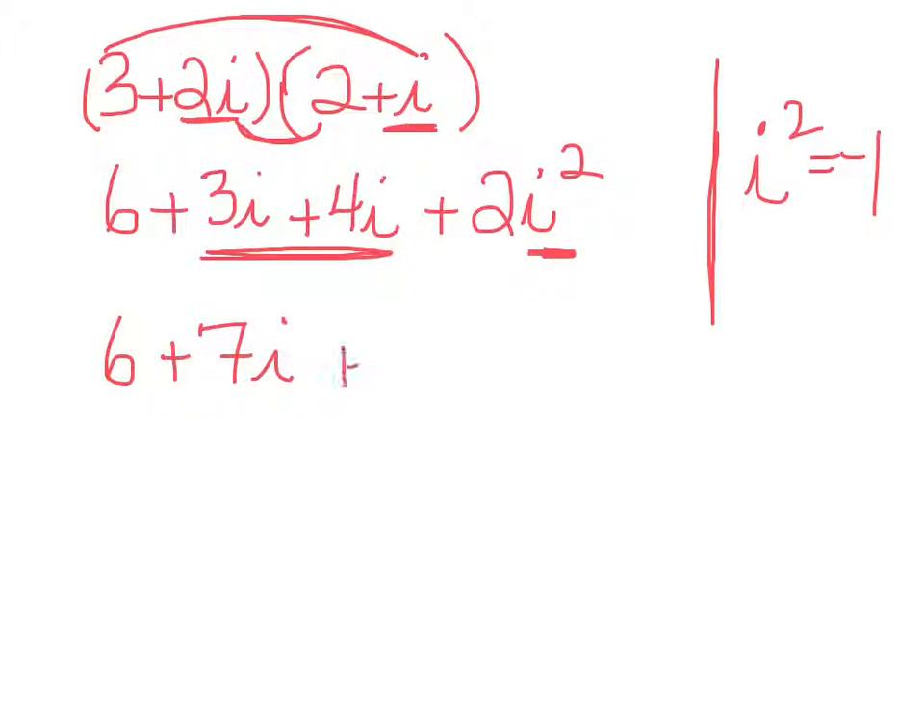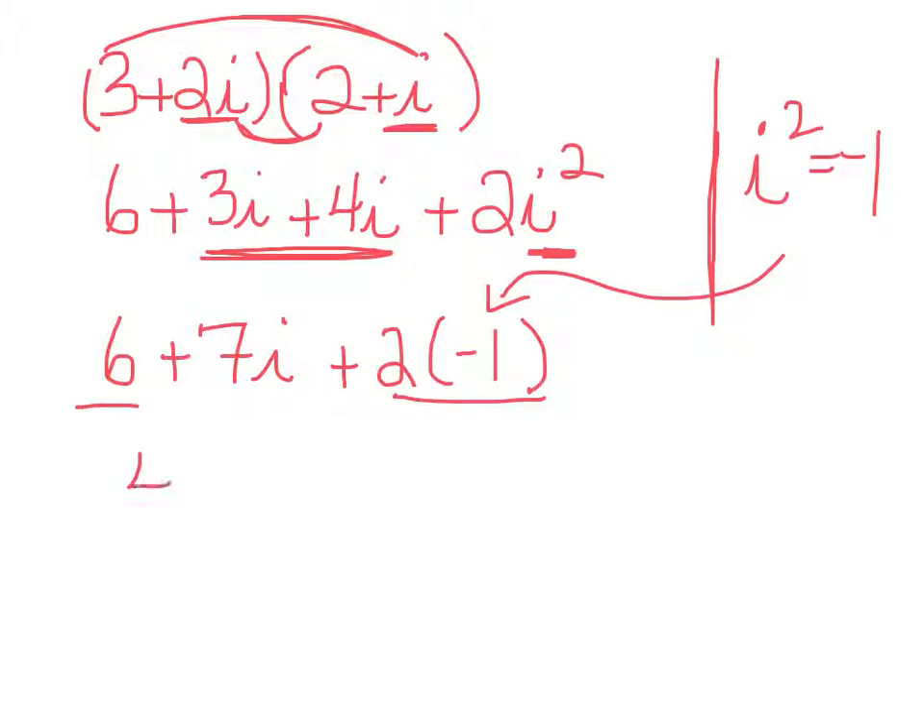And then here we go. So we have plus 2, and then our i squared is negative 1. So that ends up giving us negative 2. And we're going to combine that with that 6 down here. So our answer is 4 plus 7i. And there we go. Okay, and that's how you multiply complex numbers. We'll try a few more.